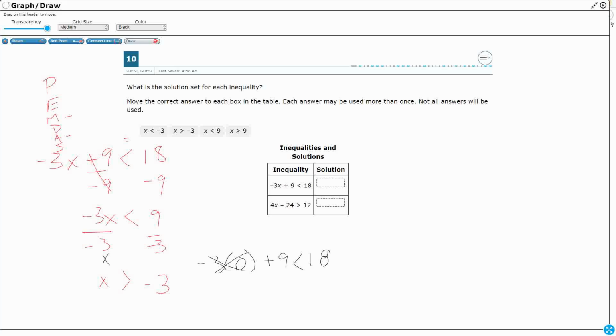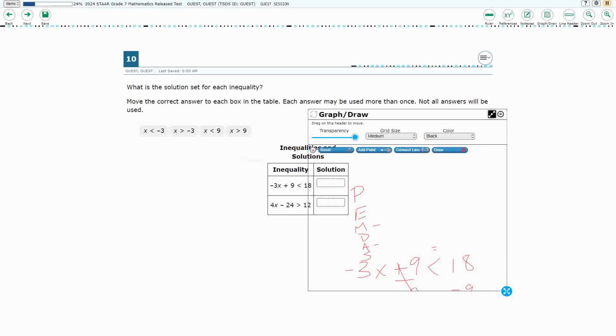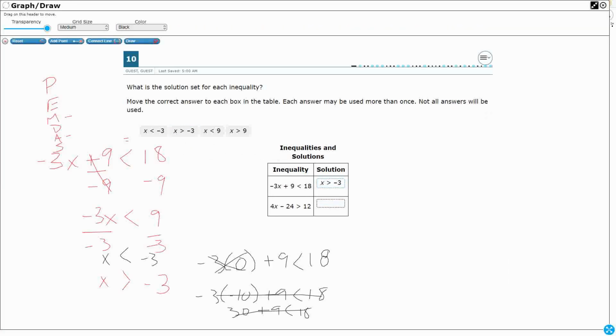If I didn't flip this, it would be x is less than negative 3. So let me get like a negative 10. So negative 3 times negative 10 plus 9 is less than 18. That goes to 39 is less than 18. See how that doesn't work? So when you multiply or divide by a negative, you need to flip the inequality. So x is greater than negative 3. That's the first one. It could possibly be the second one, because remember, each one can be used more than once.